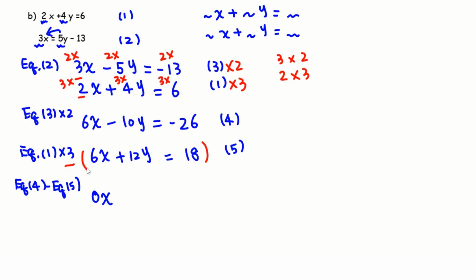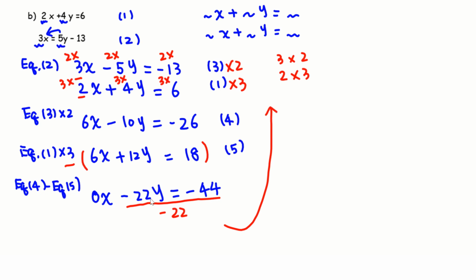So negative 10 minus 12 is negative 22. Negative 26 minus 18 is negative 44. 0 times x is 0, so it's gone. In order to solve for y, we move the negative 22 to the other side by doing the opposite operation, which is division. So negative 22 divided by negative 22 is 1. So 1y equals negative 44 divided by negative 22, which gives you positive 2. So we have y solved.